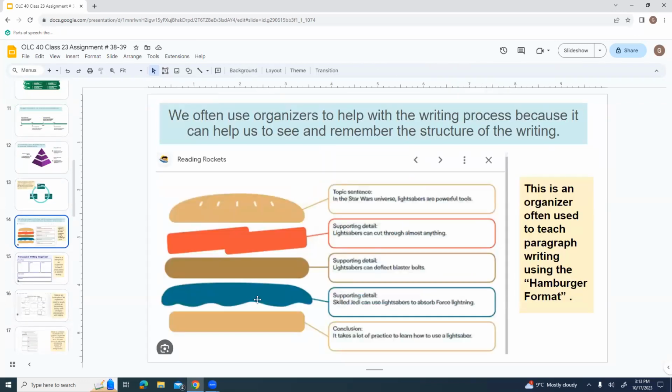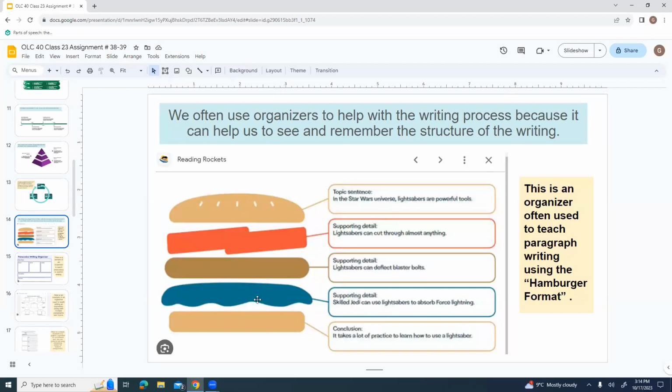Okay, we often use organizers to help with the writing process because it helps us to see and remember the structure of the writing we're aiming at, right? Different types of writing have different types of underlying structure. And this is just a way to make that structure visible.